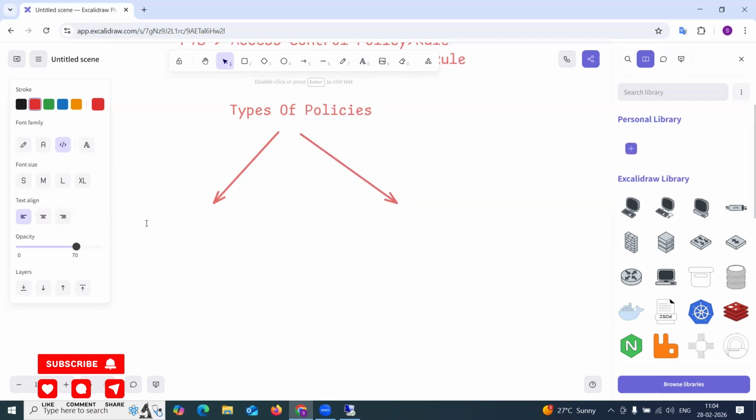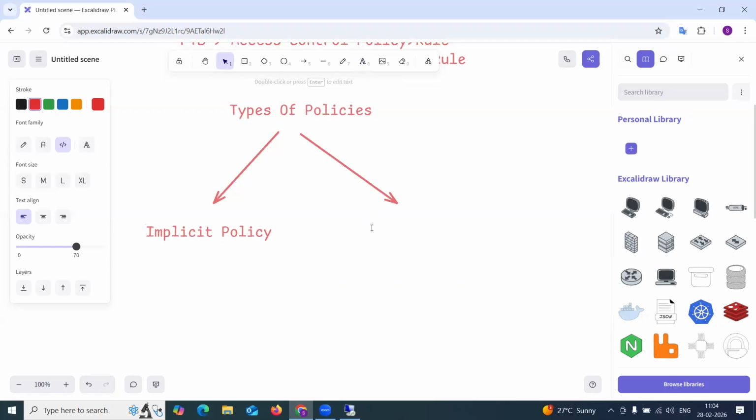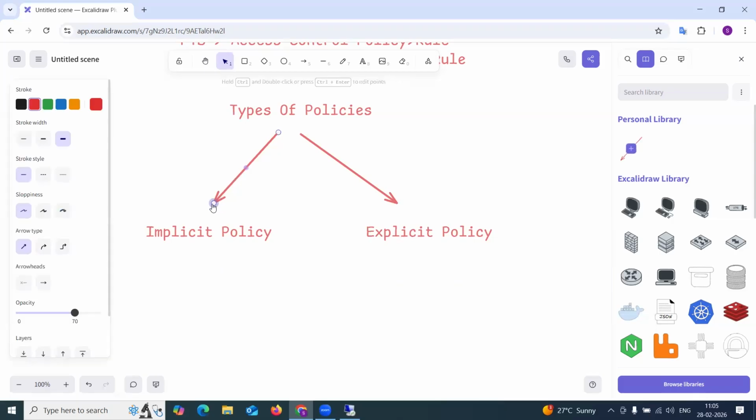One is called implicit rule or implicit policy, and the other one is called explicit policy. Now let's understand the difference between implicit and explicit policy. You guys have heard about implicit and explicit? Implicit, you have heard in ACL also, there is one implicit rule called deny IP any, right? So implicit you have heard, but what about explicit? Have you heard about explicit?